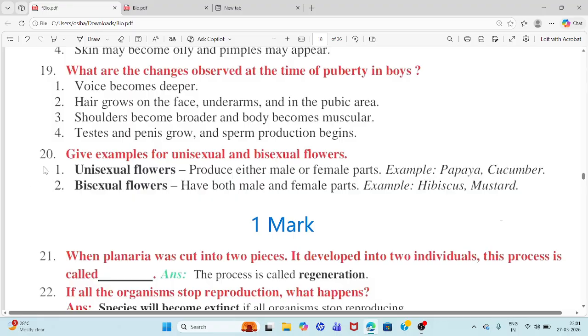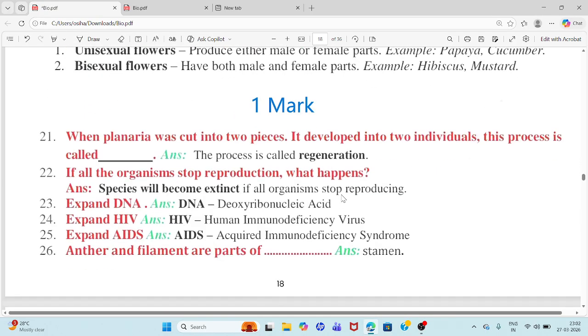Question 20. Give examples for unisexual and bisexual flowers. Unisexual flowers produce either male or female parts. Example: papaya, cucumber. Bisexual flowers have both male and female parts. Example: hibiscus, mustard.